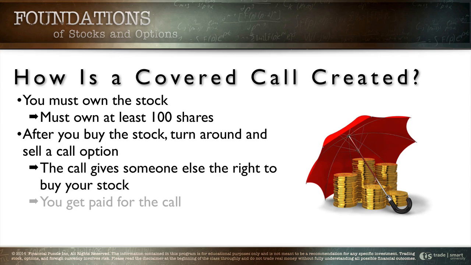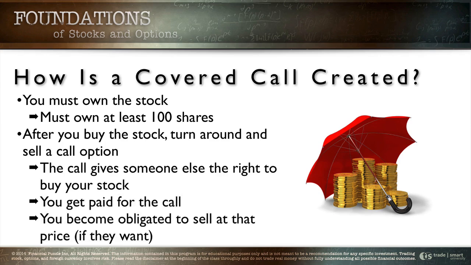Now, after you buy the stock, you're going to turn around and sell a call option. Now, remember, the call option, if you're buying it, is the right to buy the stock. If you're selling the call, then you're giving someone else the right to buy your stock. And in exchange for that, you're going to get paid. Now, you do become obligated to sell the stock at that price if they want to. But in exchange for that, you're going to get paid. That's the clincher. That's the silver lining. You're going to get paid to take on the obligation to sell.